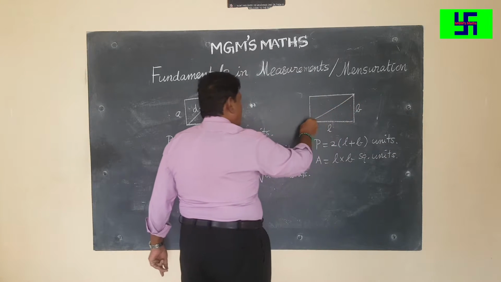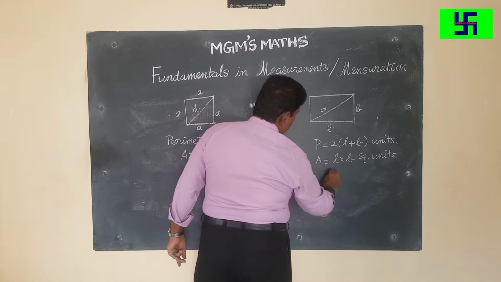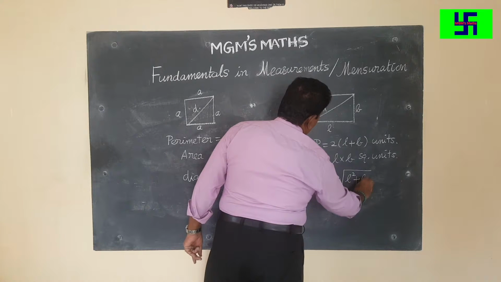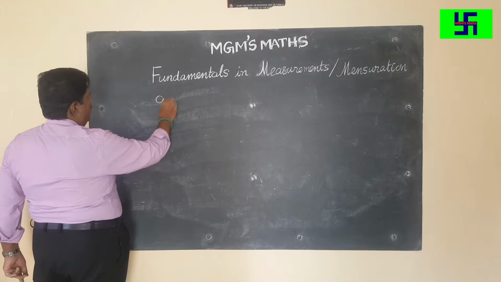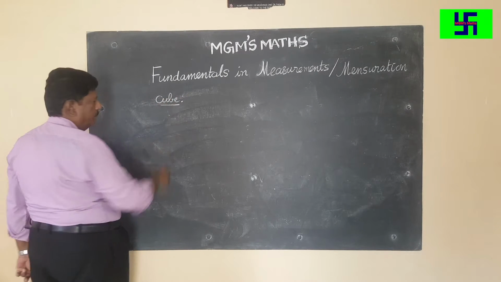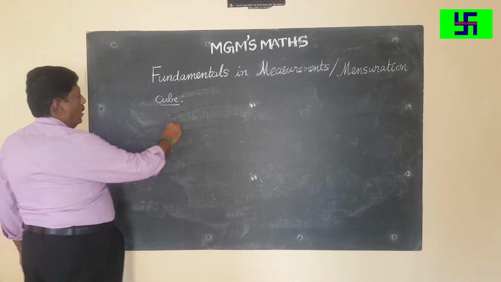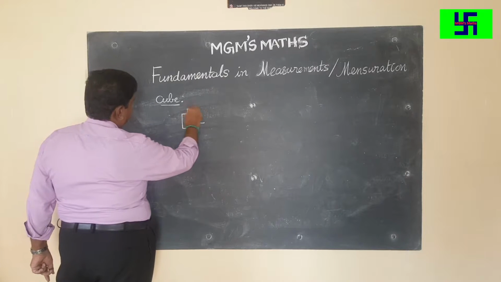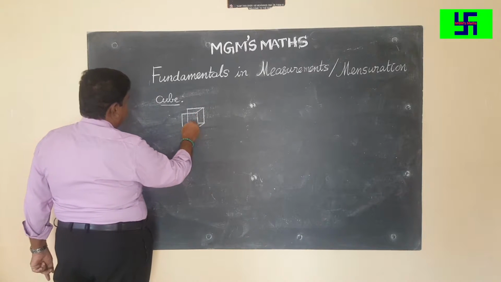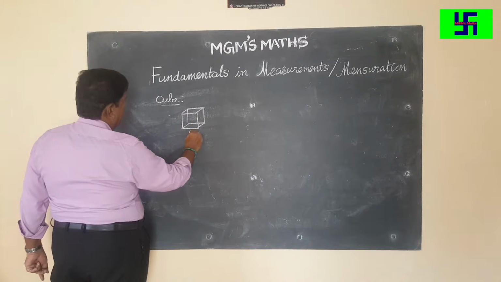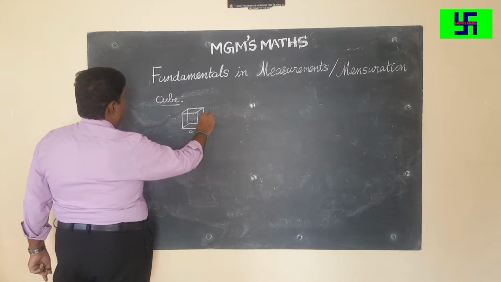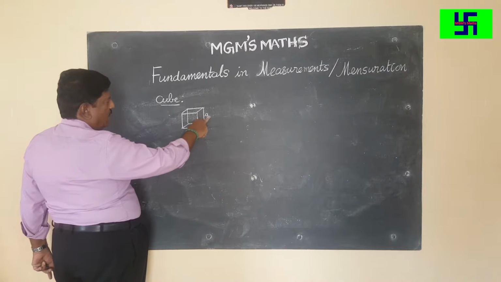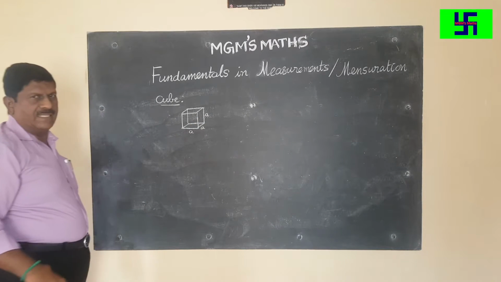The diagonal D is equal to square root of L square plus B square. We take a cube. Cube is of this form. It has 6 sides. Length A units, breadth A units and height A units.